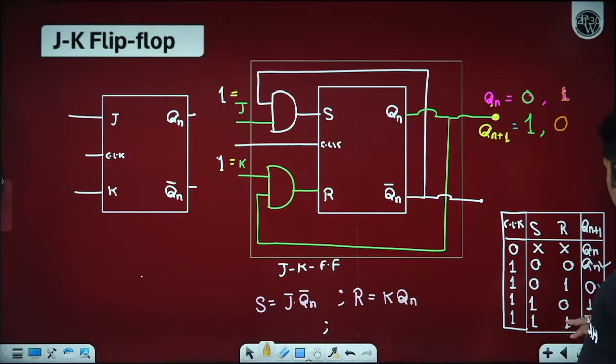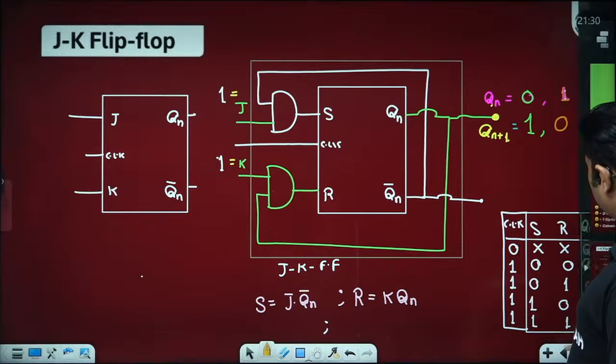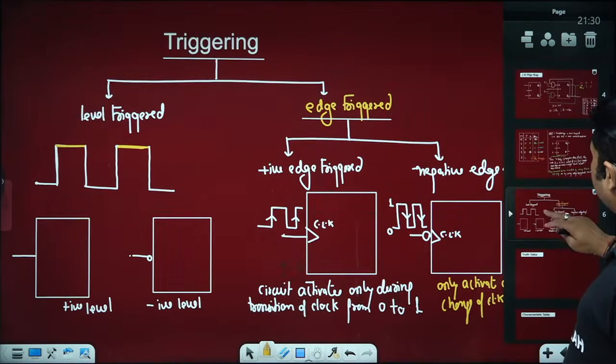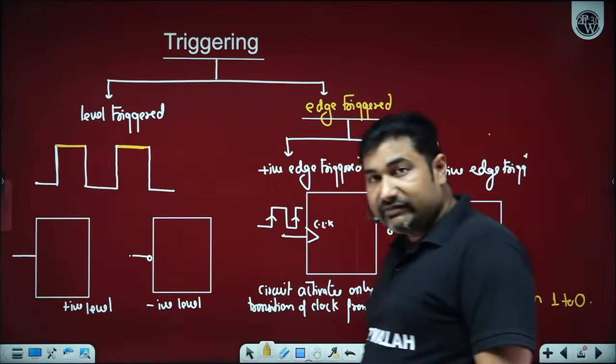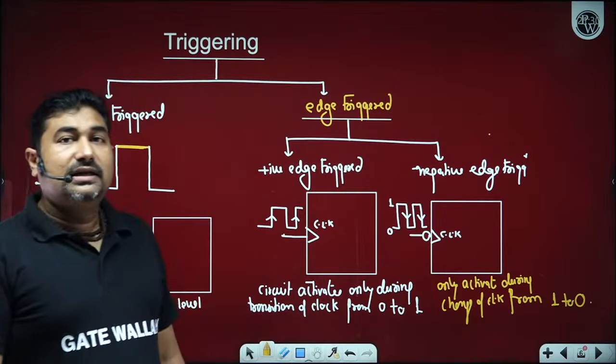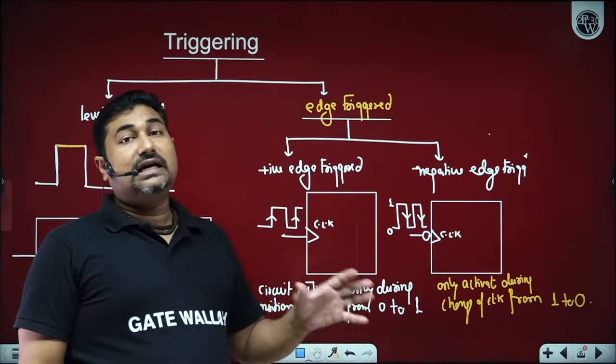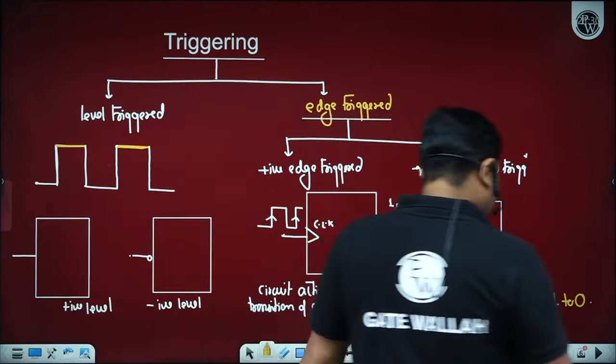So we always design the flip-flops in edge triggered mode, because edge triggered flip-flops are relatively faster, as well as the JK flip-flop does not suffer from a race around condition. Is it okay? Yes, sir.